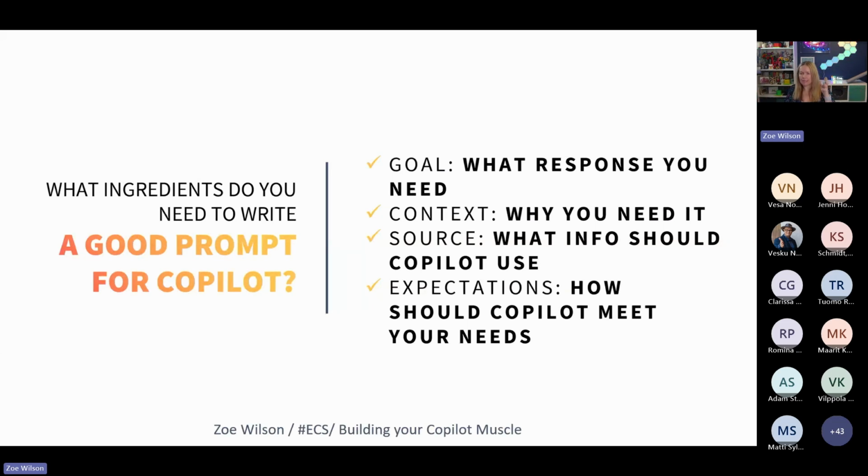But if you tell it where you want to look, it will give you a much better result at the end of it. And then expectations are, how do you want Copilot to meet your needs?